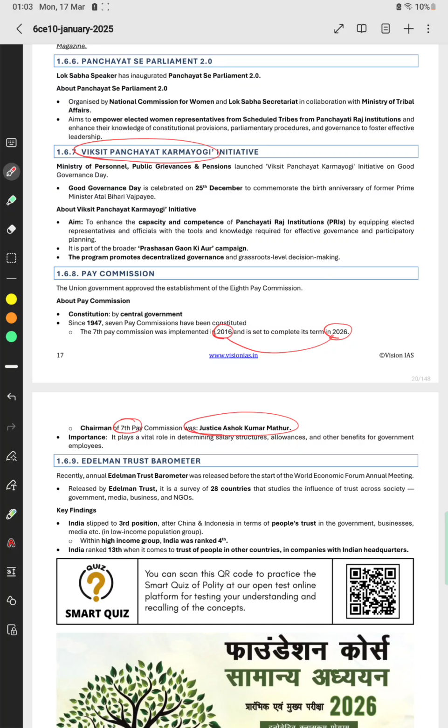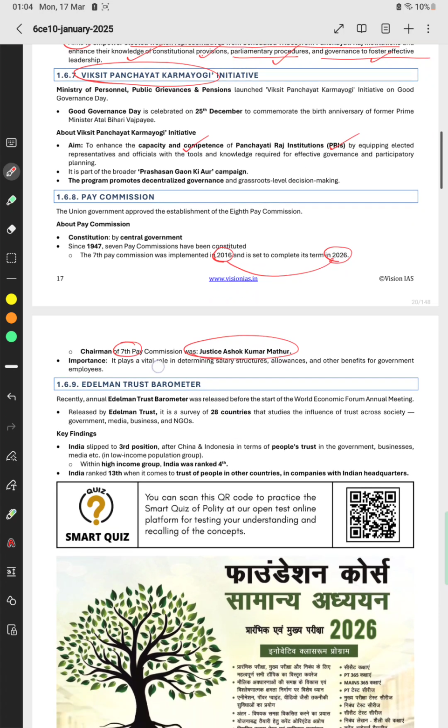Another topic is Panchayat Se Parliament 2.0, organized by the National Commission for Women and Lok Sabha Secretariat, in collaboration with the Ministry of Tribal Affairs. It empowers elected women representatives from scheduled tribes in Panchayat institutions. The aim is to enhance knowledge of constitutional provisions, parliamentary procedure and governance to foster effective leadership. Another topic, Viksit Panchayat Karma Yogi. The aim is the capacity and competence of the Panchayati Raj institutions.